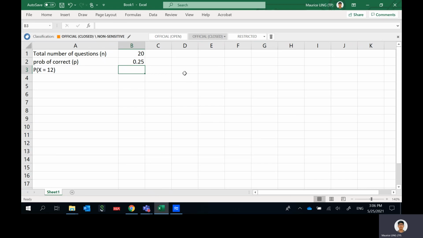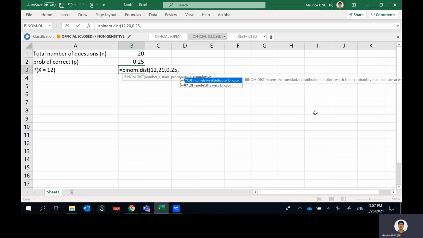The formula is equals to binomial dot distribution, and you open the bracket. Number underscore S is the number of success trials. In this case, it's 12. Total number of trials is 20. Probability of success is 0.25.